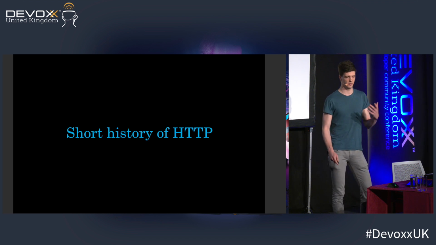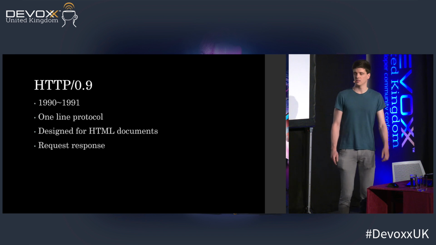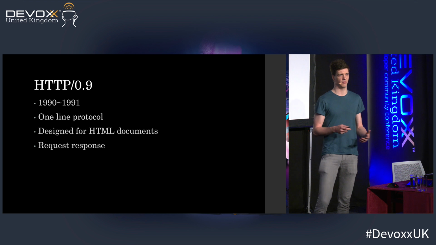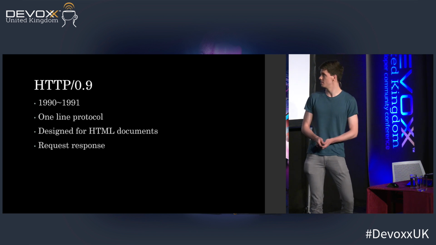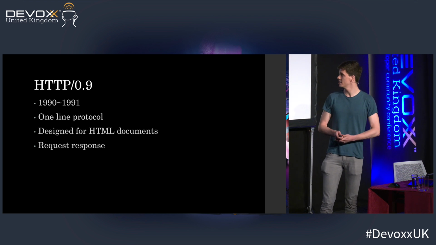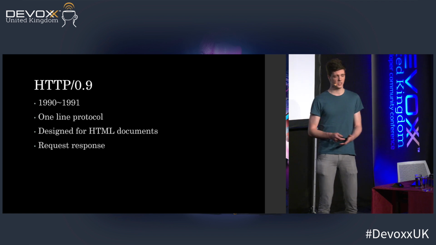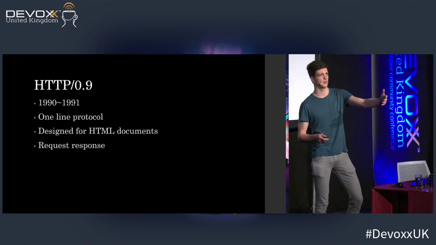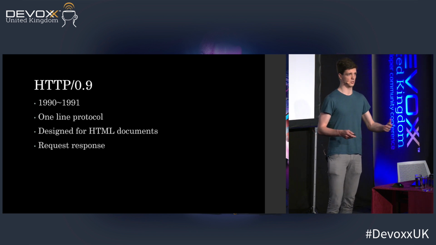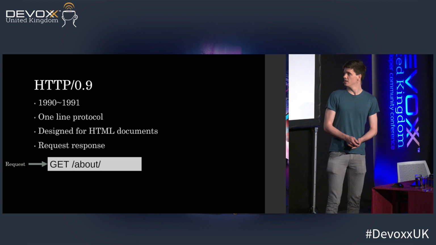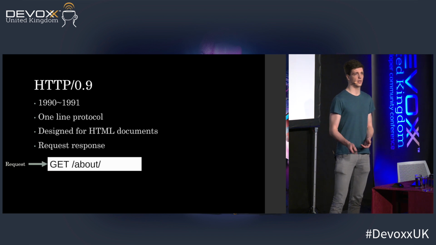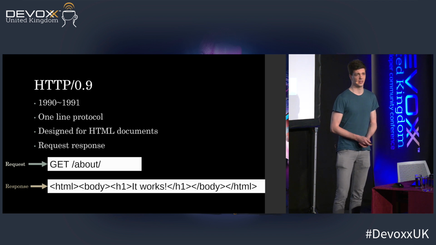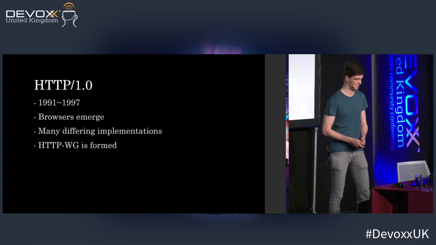All right, so starting with the history. It started in about 1990-91. It was a one-line protocol invented by Tim Berners-Lee, and he wanted to get a response from a server, basically. It was very simple. It was designed for HTML documents only, and it was request-to-response. So we'd send a request to the server, you would get a response back, and it would close. It looked something like this. You would do a get to a resource, and you would receive a very simple HTML-only response. If only life were still that simple.